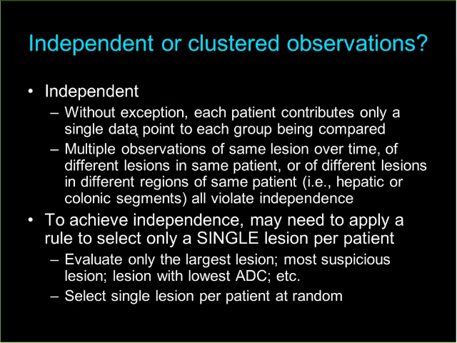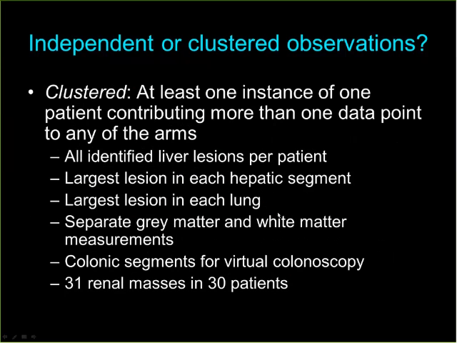that all violates independence. To achieve independence, we need to apply a rule to select only a single lesion per patient, whether we take the largest lesion, the most suspicious lesion, the lesion with the most extreme quantitative measurement, or even select some lesion at random in each patient. So if we have clustered data, now we have at least one instance of one patient contributing more than one data point to one of our arms.